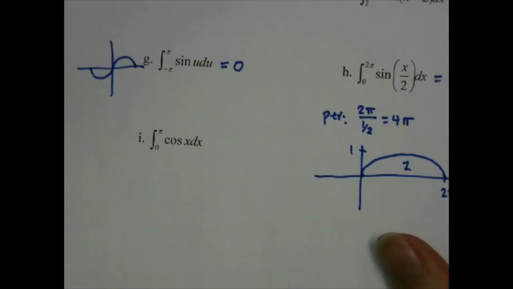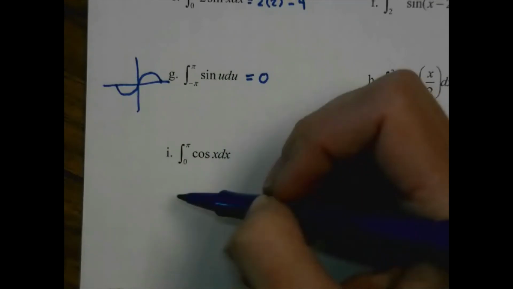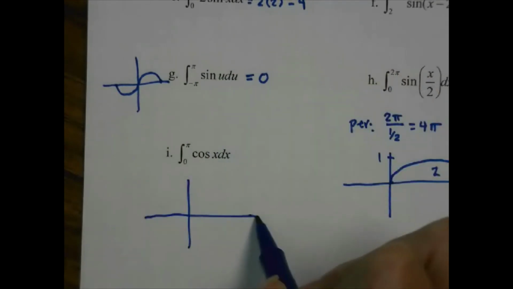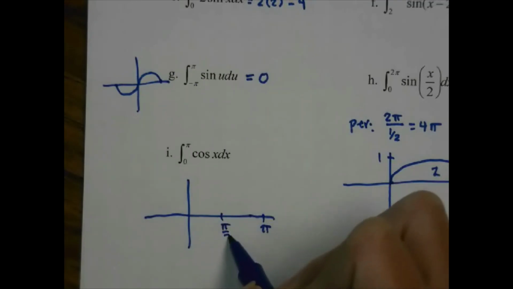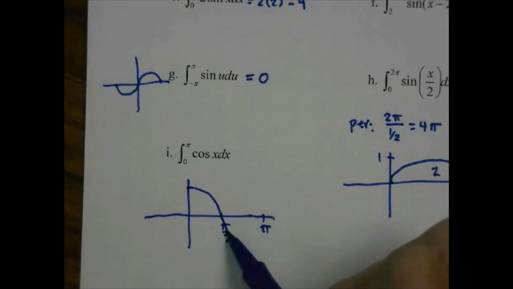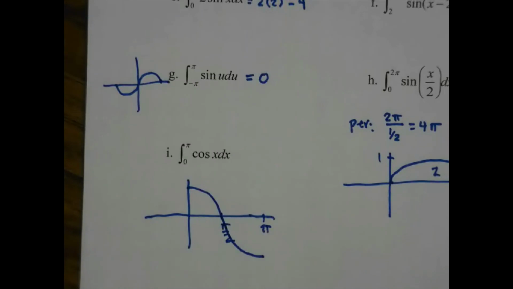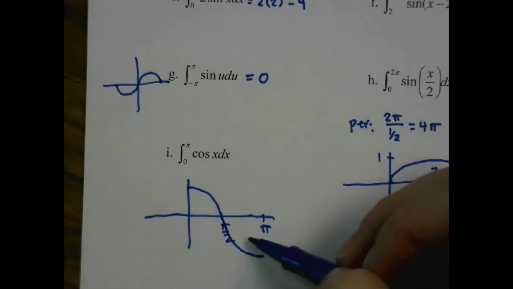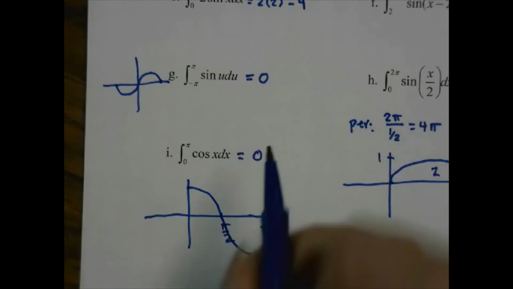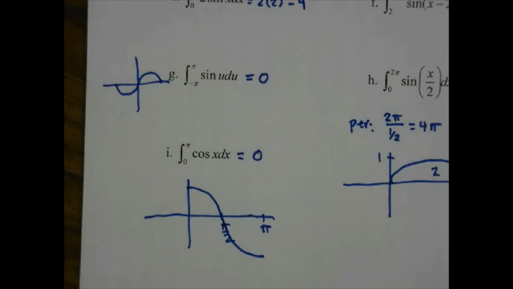And then the last one, 0 to pi of cosine. Cosine starts at 0, goes like that. So whatever this area is, which is 1 and 1, they are going to cancel each other out and be 0. So that is how we can find definite integrals geometrically. Our next lesson will actually figure out how to do that analytically.